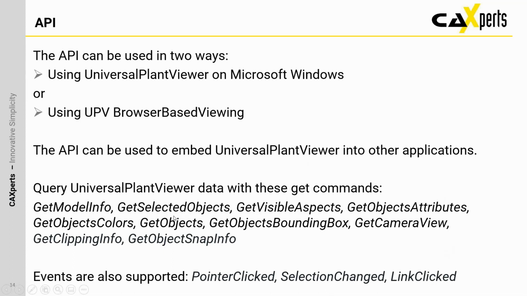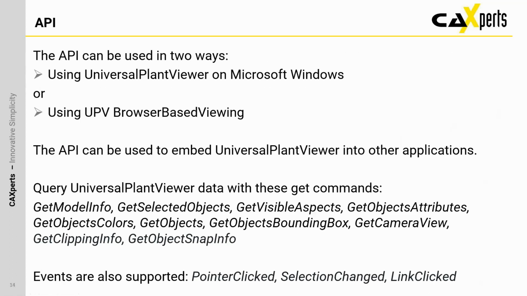But it also allows you to use events. So let's say, for example, once somebody clicks in the session, you can have this pointer clicked event. You can have a selection changed event. So this means every time a user selects a different item, your application will be called again. And we also do have an event if a link was clicked. I think there is one more event which is not mentioned here. This is about custom attribute data being changed.